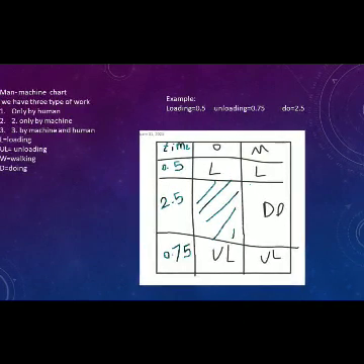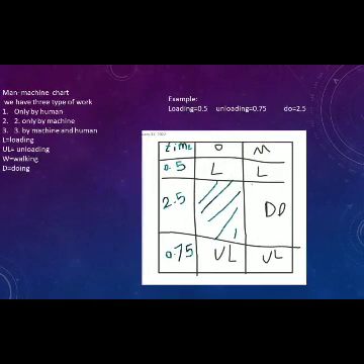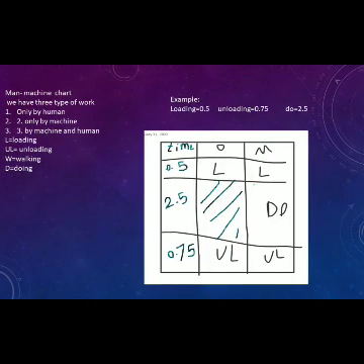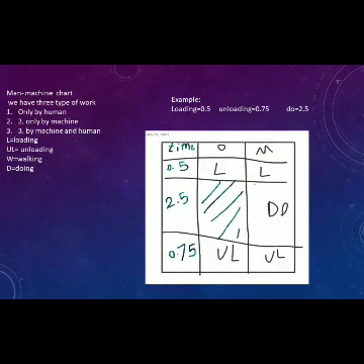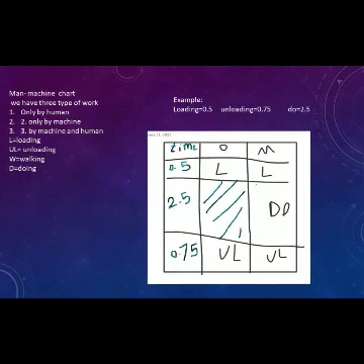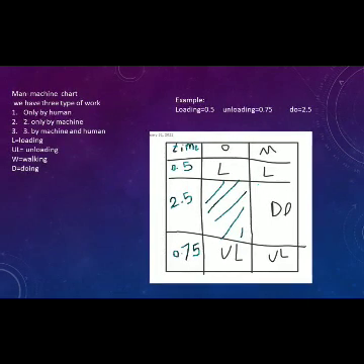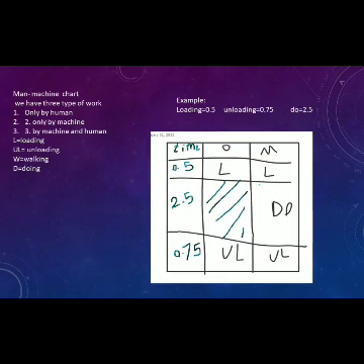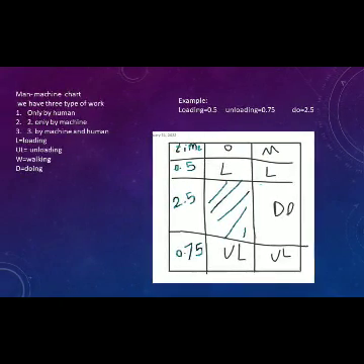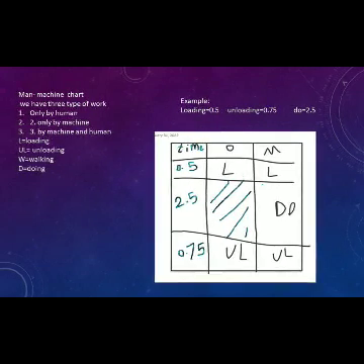And here there's an example which is like this: loading takes half a minute, unloading takes 0.75 minutes, and doing the special operation is 2.5 minutes. And for drawing this table, we have to first do the loading.